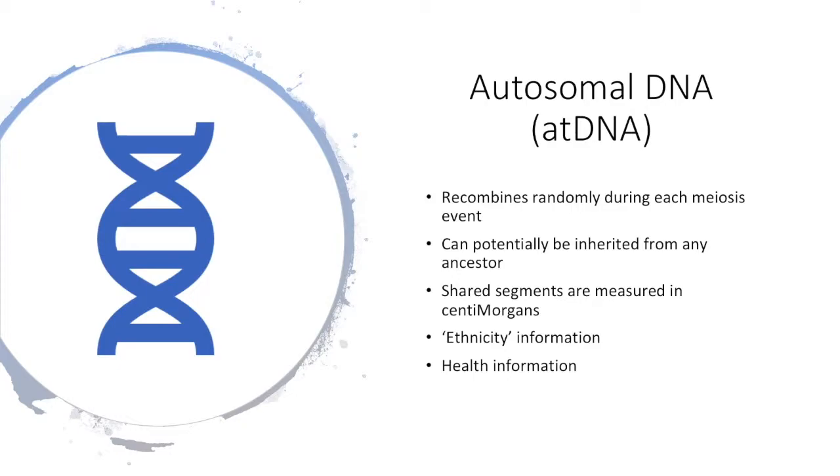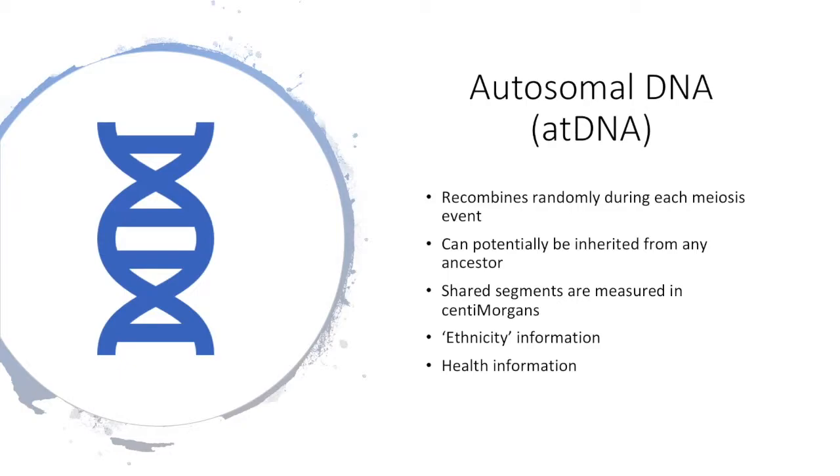And this is why if you've got two full siblings, they're not identical, because they will each have inherited a different 50% of the DNA that you've given them. They've each inherited a different section of that DNA. So they only share 50% of their DNA with each other, whereas identical twins would share all of their DNA. It would all be the same. Because of the way it's shuffled up and passed down, it can potentially be inherited from any ancestor.